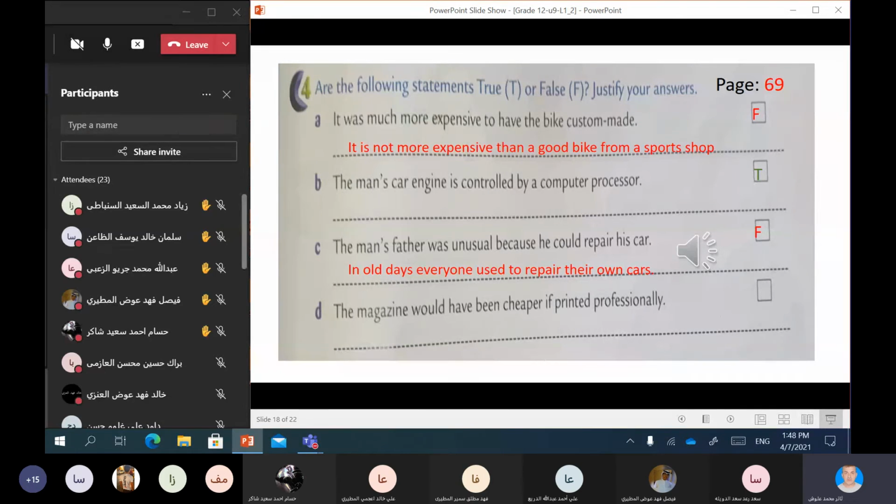statement. The magazine would have been cheaper if printed professionally. Let's listen to the third conversation and decide whether the statement is true. Conversation 3.